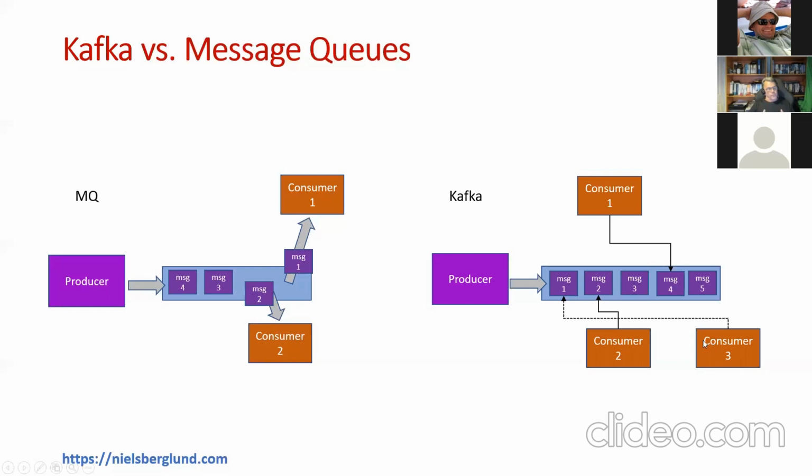So from a Kafka perspective, I can have multiple consumers consuming from the same queue without the messages disappearing. So when consumer 1 is now reading message 4, after he has read it, the message will still be there. So that when consumer 2 comes along, message 4 is still there and can be read by consumer 2, if that makes sense.